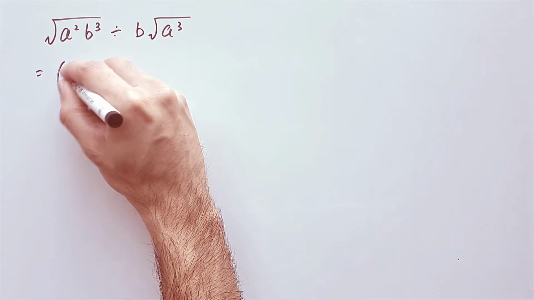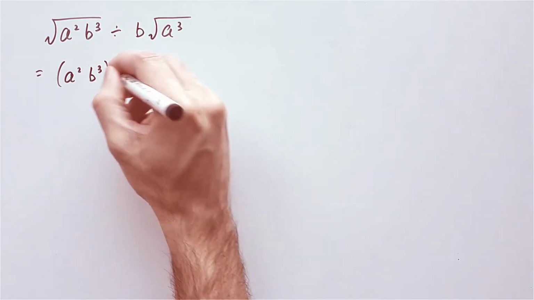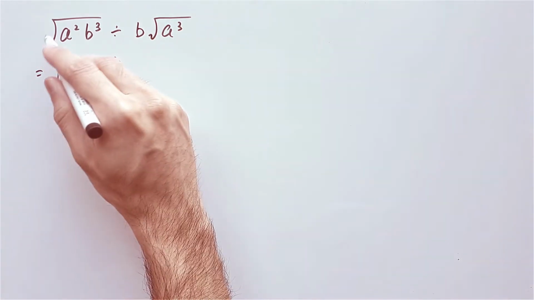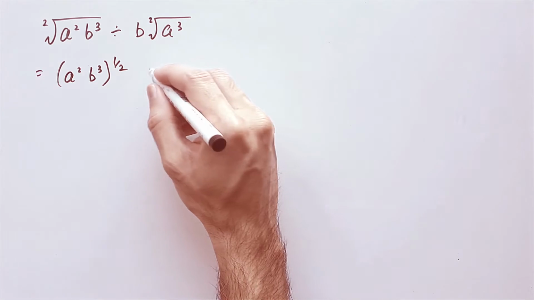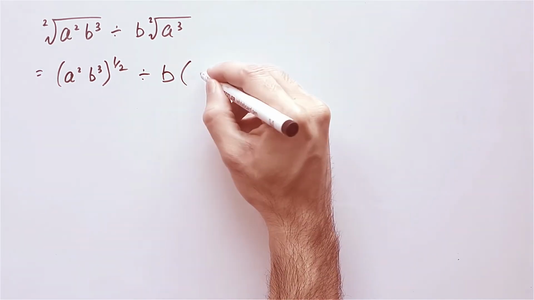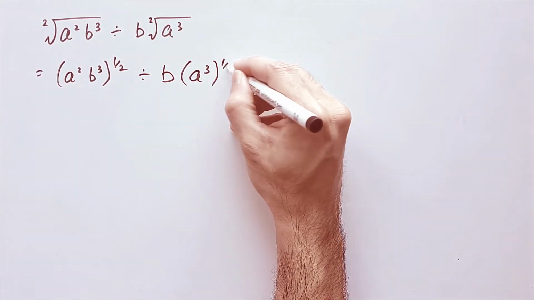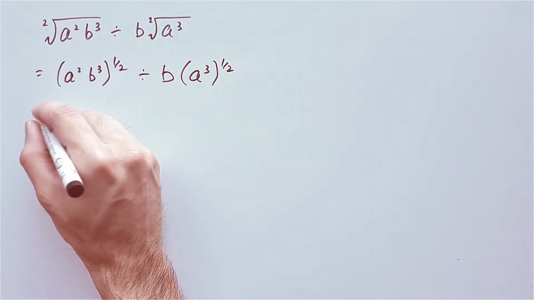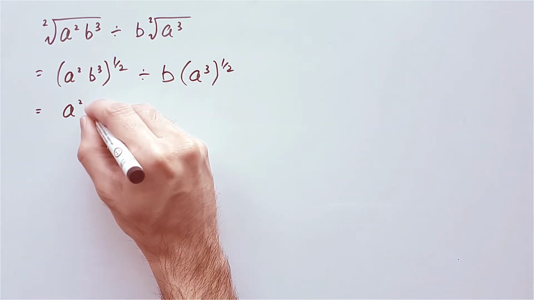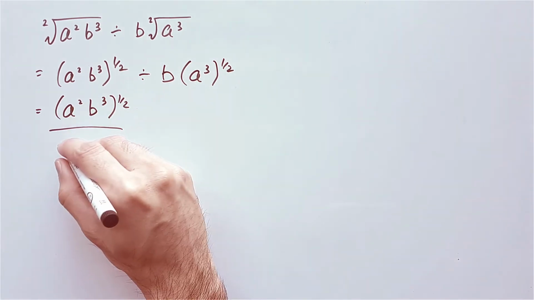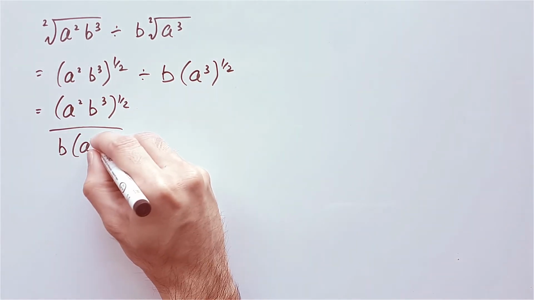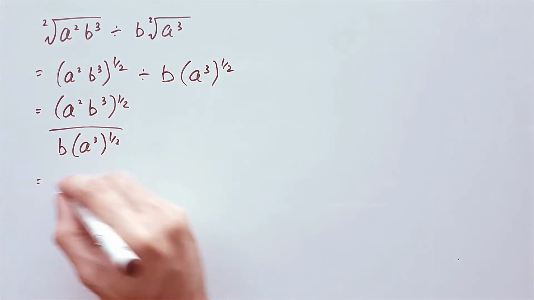index. So we have a squared b cubed inside the power of 1 on 2 because that is a square root, right? Technically there's a 2 there and there's a 2 there for the surds. And this will divide by b times a to the power of 3 to the power of half. And since they are dividing, we could write it as a fraction. A squared b cubed all to the power of half over b times a cubed to the power of half.